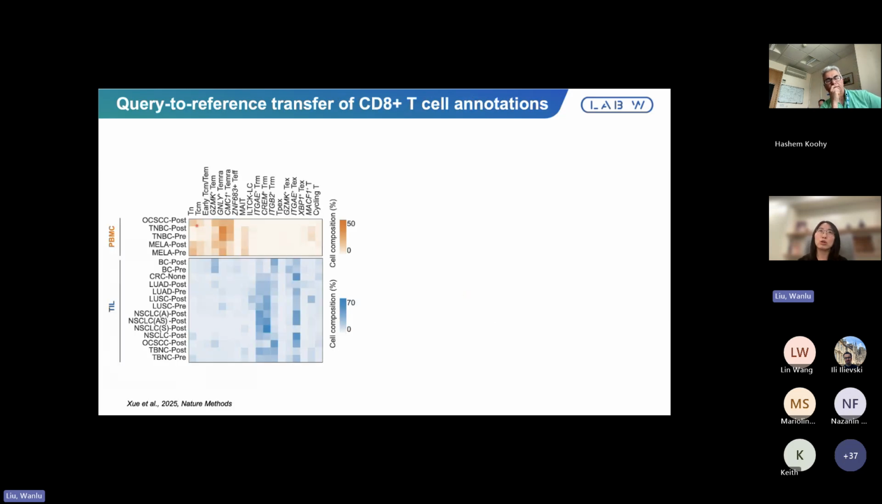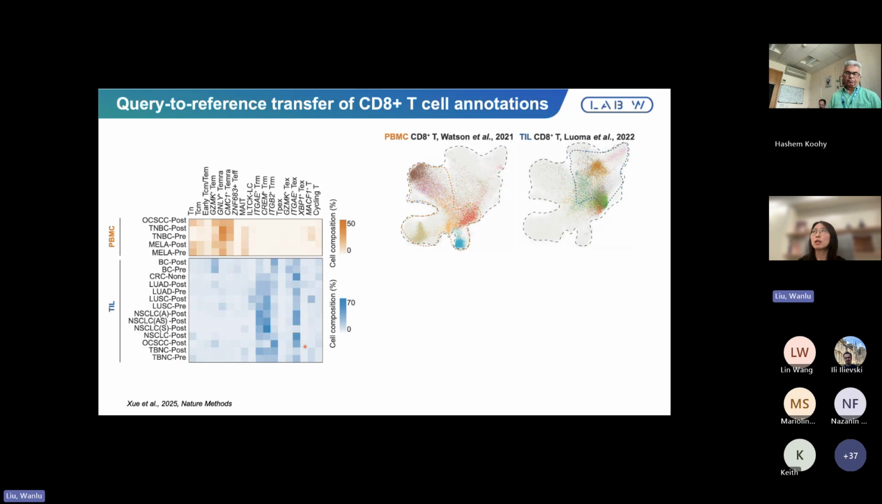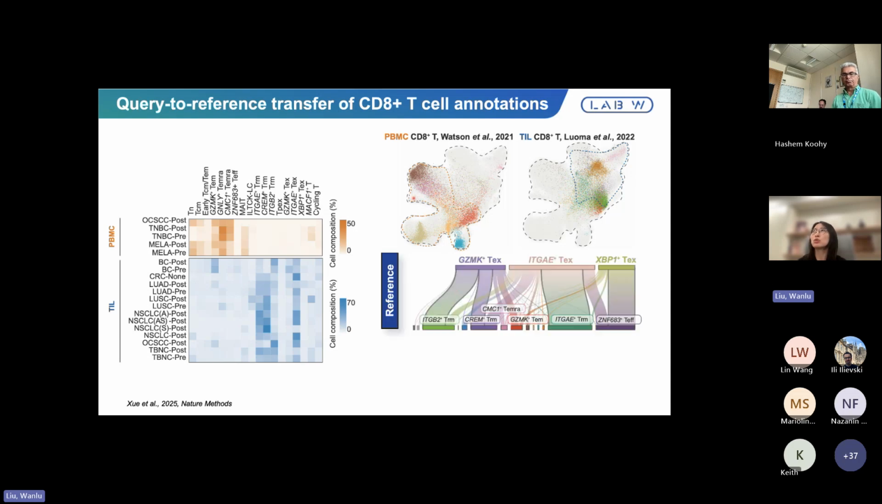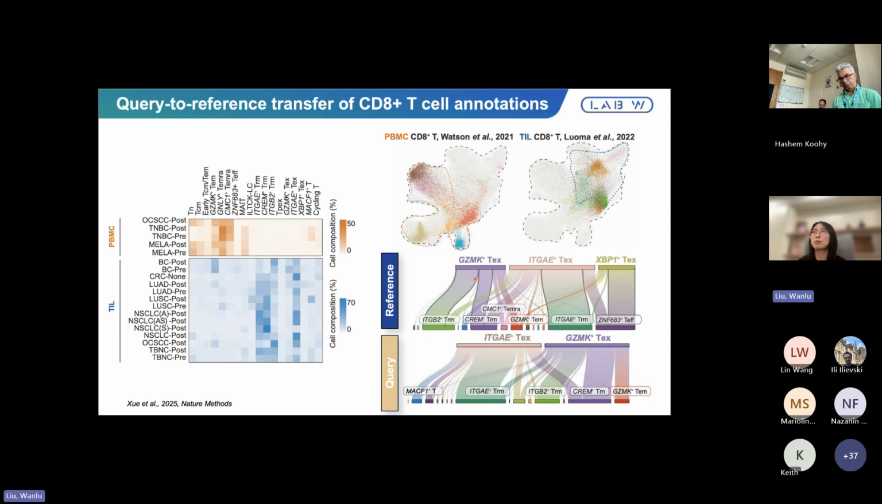It can also project the query cells that we collected, and calculate the odds ratio of the cell composition. You can see that in the PBMCs, it's mostly enriched for TEMRAs, while in the TILs, it's mostly enriched for TEX and TRMs. Our method can also directly project those query cells onto our reference map and then do automatic cell type annotation along with the reference annotation we have, and look at the TCR clonotype sharing between different T cell subtypes.